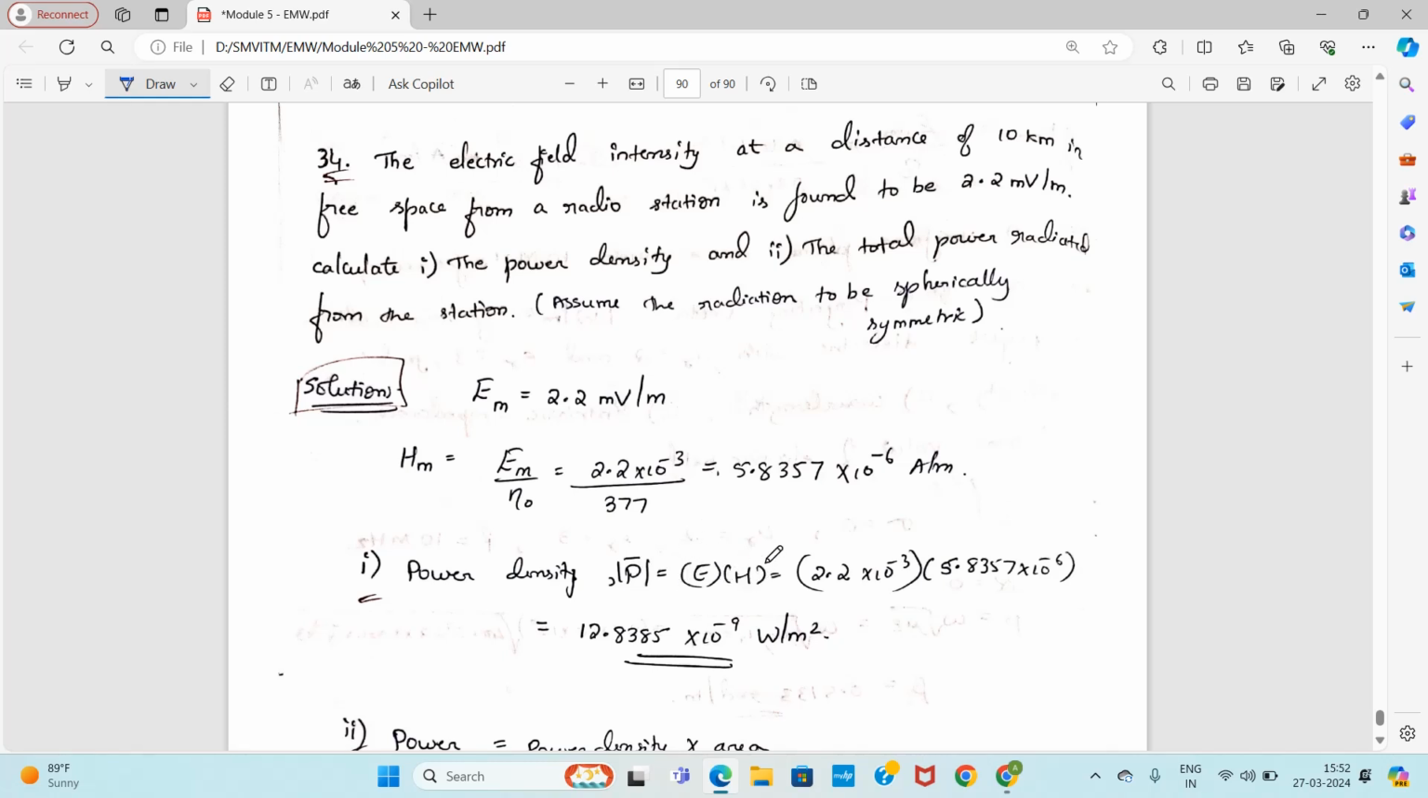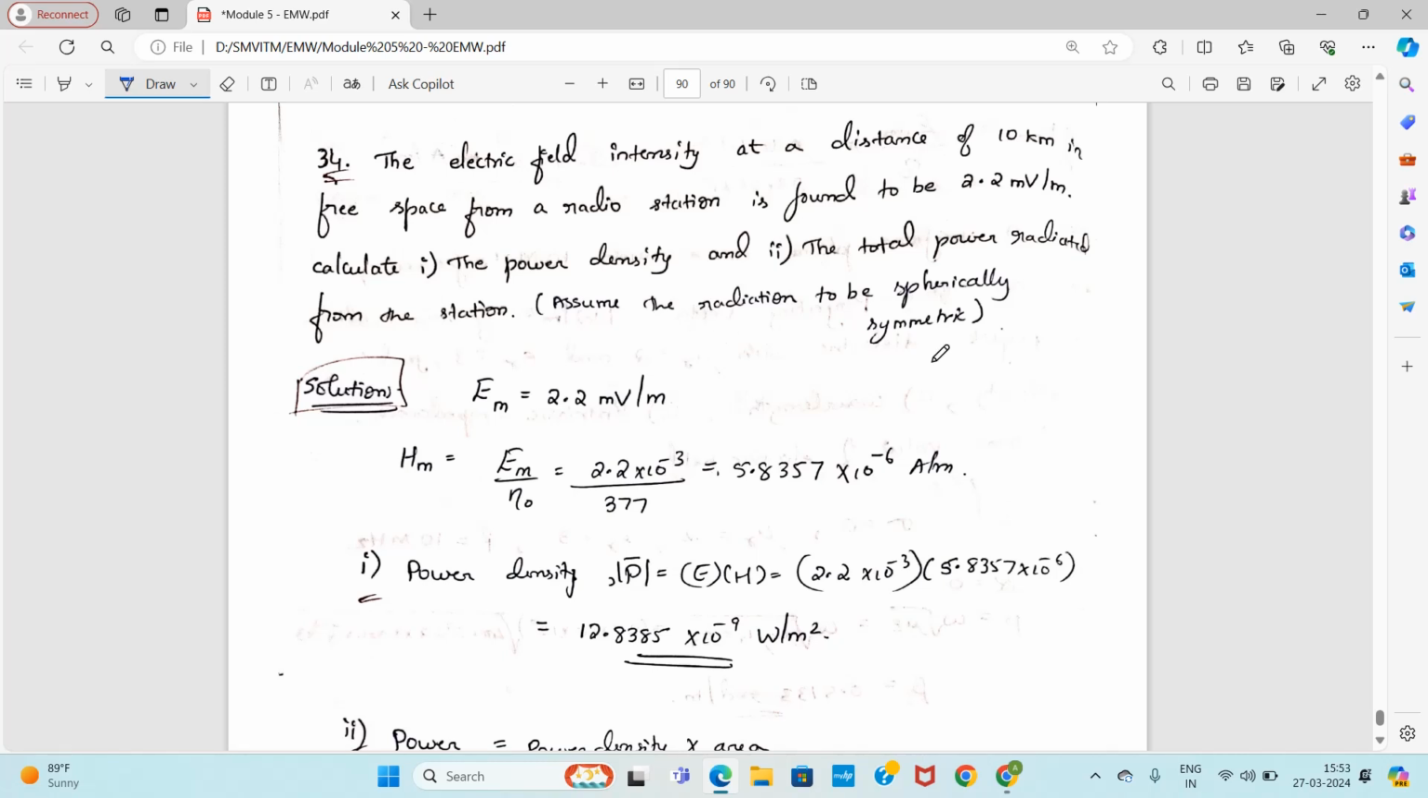So E is given, find out H. Free space, it is mentioned as free space. So H will be E by eta naught. So by doing that, the H value can be calculated, and by multiplying E and H, you will get the power value. Okay. This is power density. What you're calculating is power density. And what you want now is total power. So the first one was power density, and the second is total power. Power is power density into area.